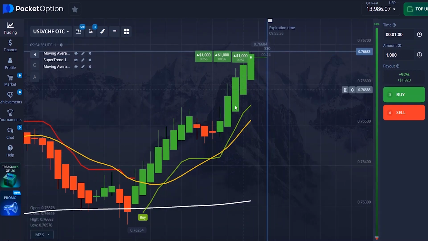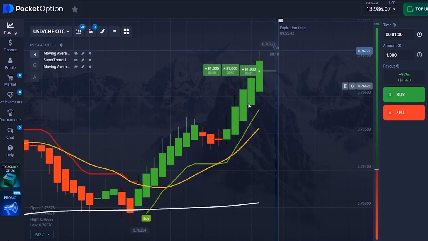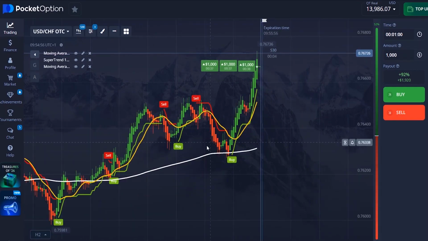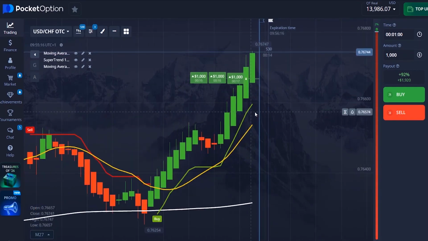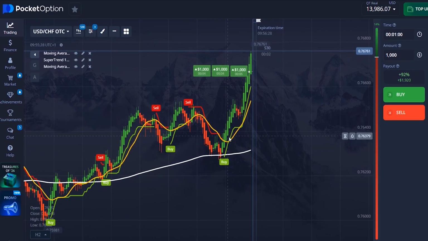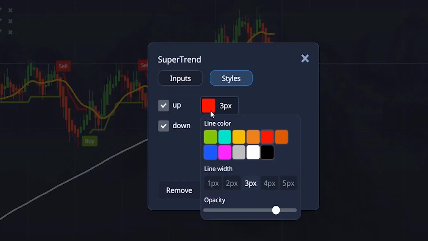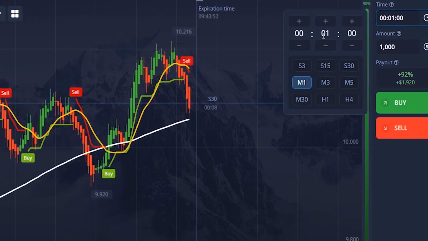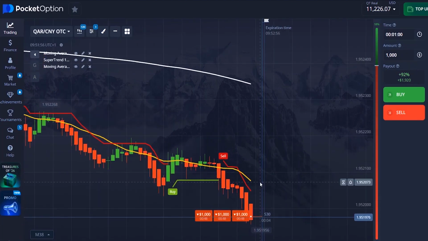In this video, I'm going to be sharing with you how I combine two indicators to create a high probability strategy. I make use of two moving average lines and Supertrend Indicator to find an entry level. I'll be sharing with you the settings of those indicators, the exact candle time frame, and the expiration times I use with this strategy. Everything I'm going to be sharing with you right here in this video.